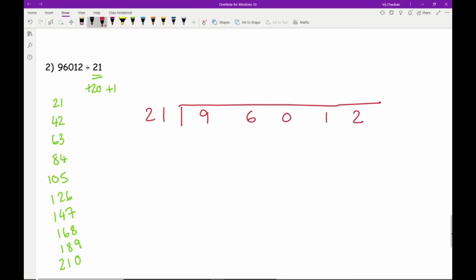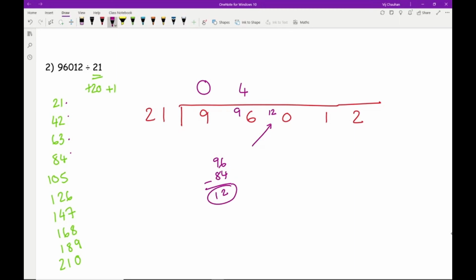So again, starting off, how many 21s going into 9? That's going to be none. Carry the 9. How many 21s going into 96? I'm looking at 1, 2, 3, 4. And that's going to give me a remainder of 12. Now how I've got 12 is basically by doing 96 take away 84, which gives me 12, and that's where the 12 comes from.